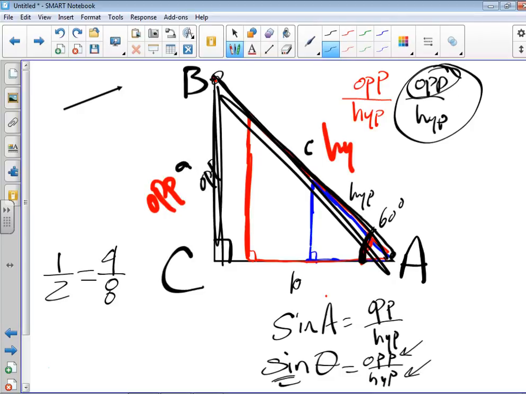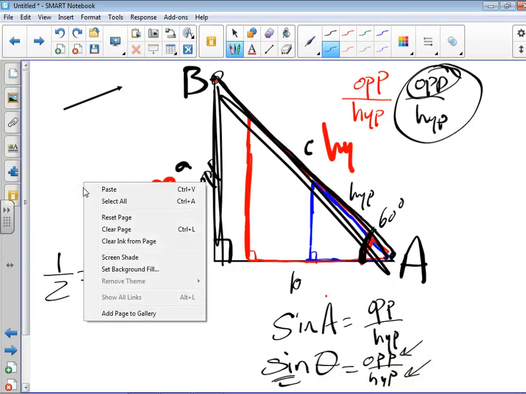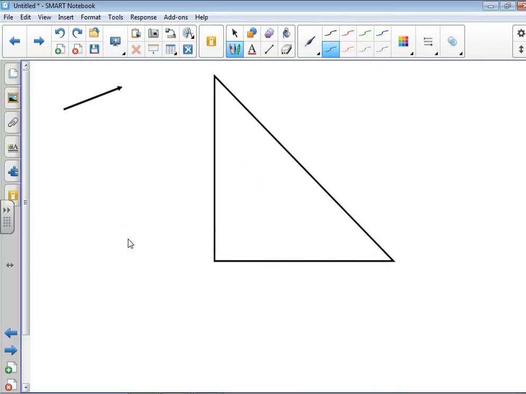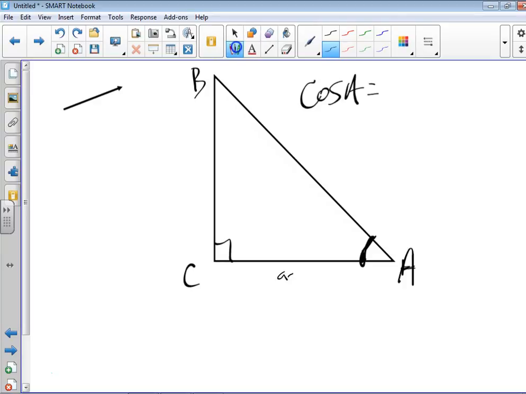Okay, moving on. How do we define the cosine? Once again, we've got angle A, angle B, angle C. Still working on angle A, just pick an angle and stay with it. For angle A, what would the cosine be? Well, the cosine of angle A would be the ratio of the adjacent side to the hypotenuse.